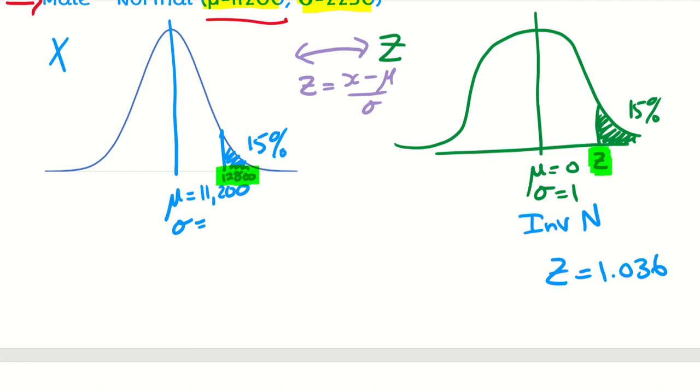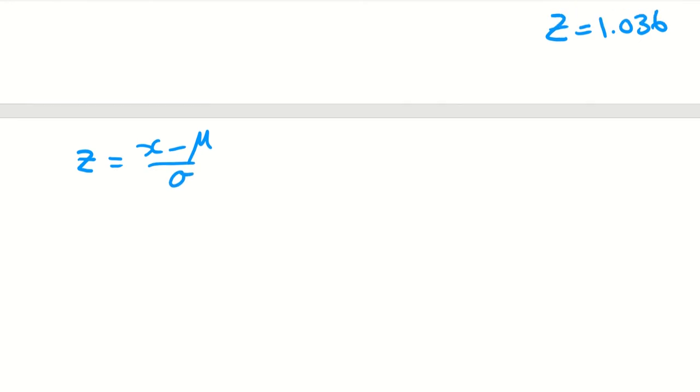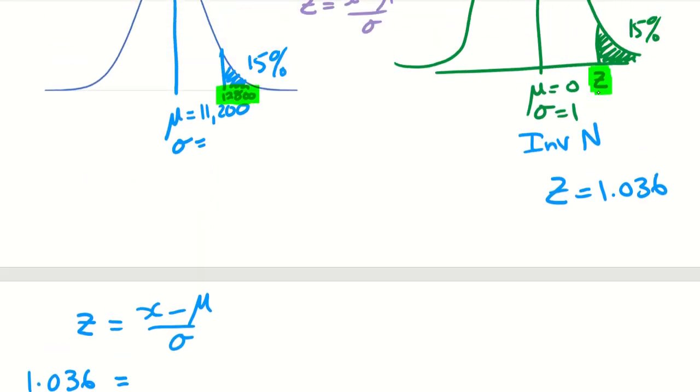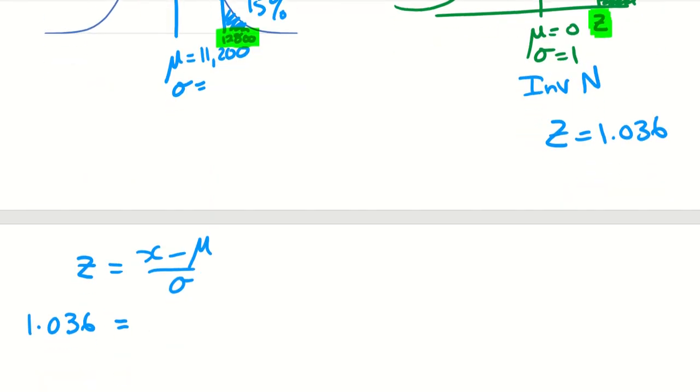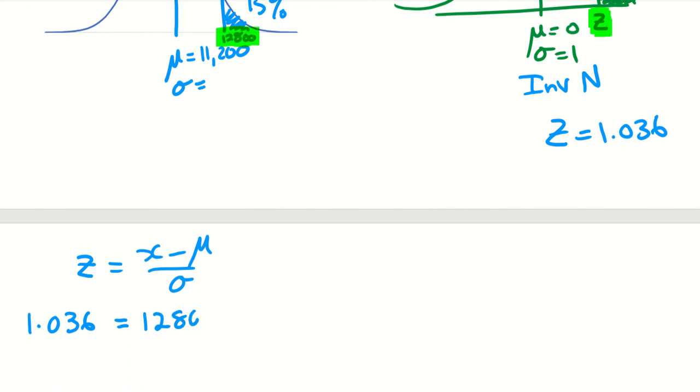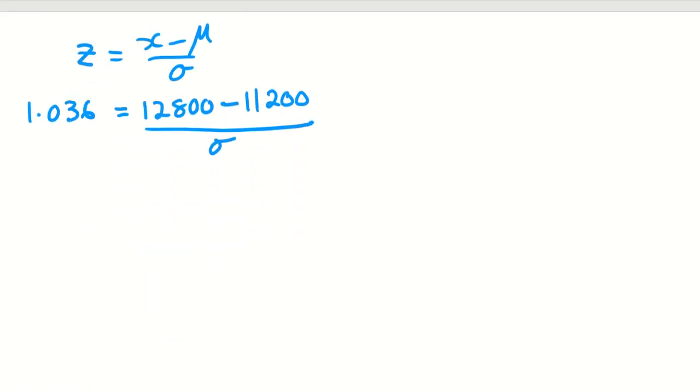Using that and my equation, Z equals X minus the mean over the standard deviation, I'm going to substitute some values in. I found that Z value, 1.036. The X value it's equivalent to is that 12,800. The mean, which I've made an assumption about, is 11,200. And I don't know what the standard deviation is, because that's what I'm going to solve to find.